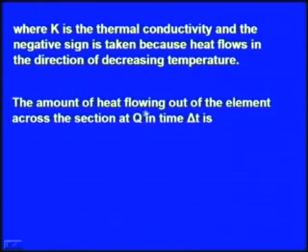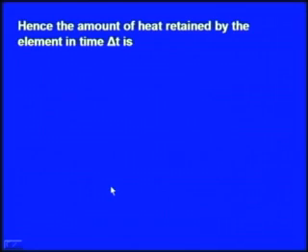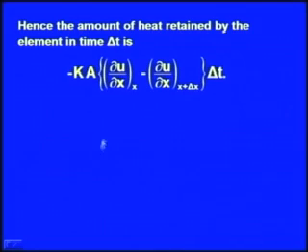The amount of heat that flows out of the other side of the element PQ, that is across the section at Q in time delta t, is then minus k A into the gradient at x plus delta x into delta t. Hence, the amount of heat retained by the element in time delta t is the heat that enters the element minus the heat that leaves the element PQ at Q. So, we have minus k A times delta u over delta x at x minus delta u over delta x at x plus delta x, multiplied by delta t.